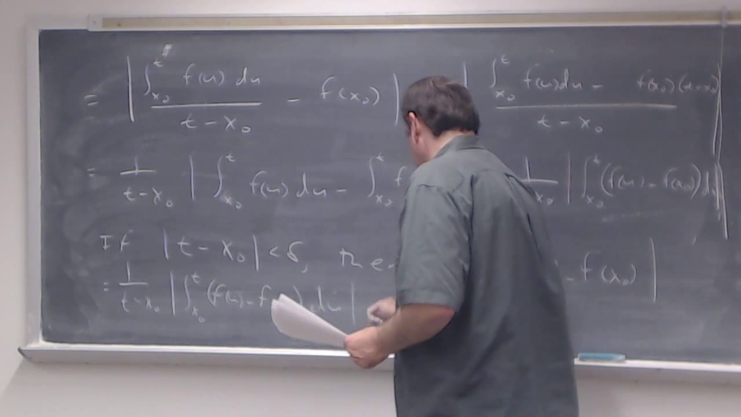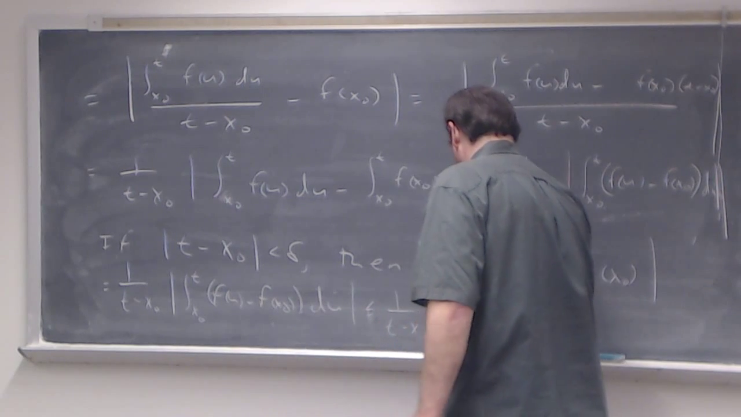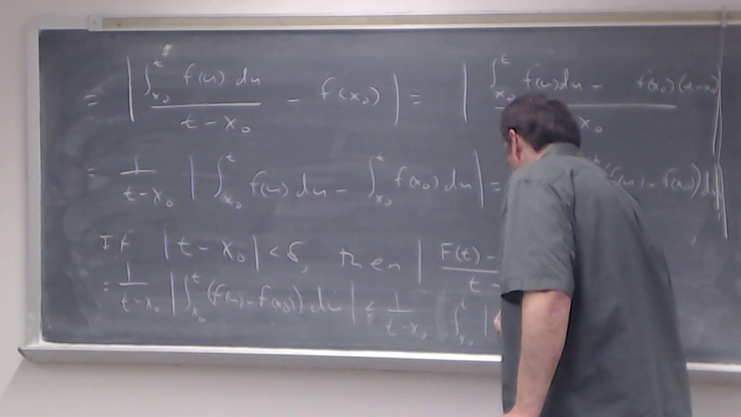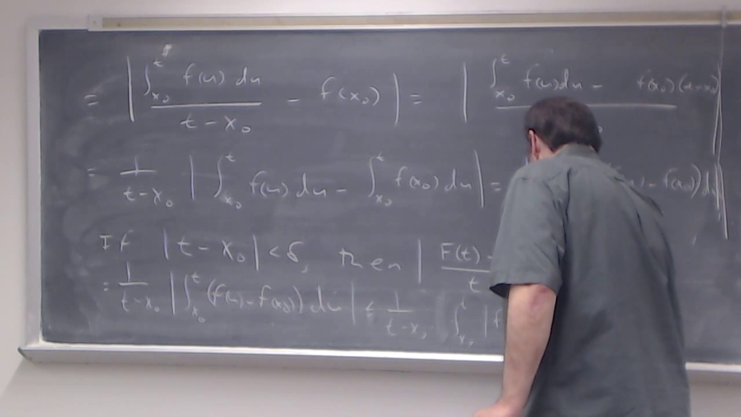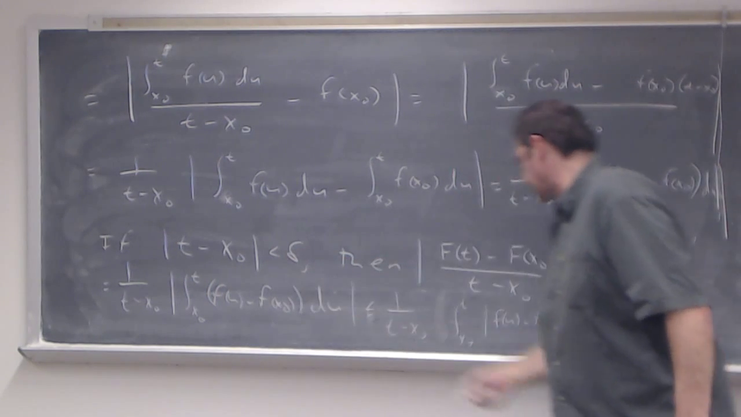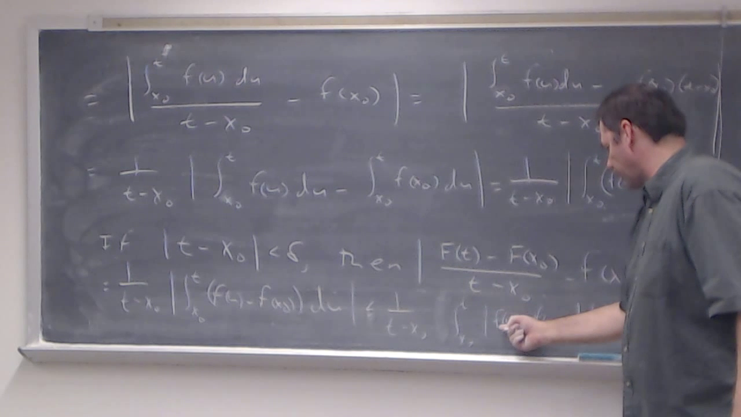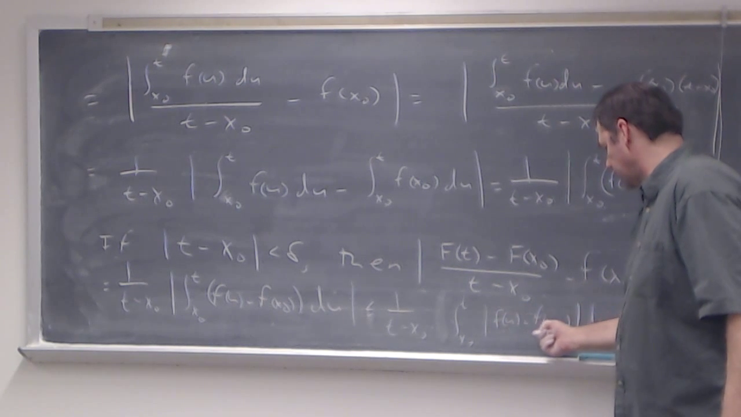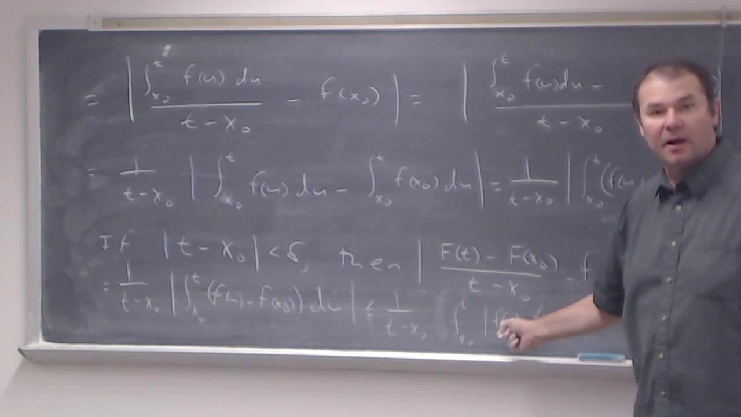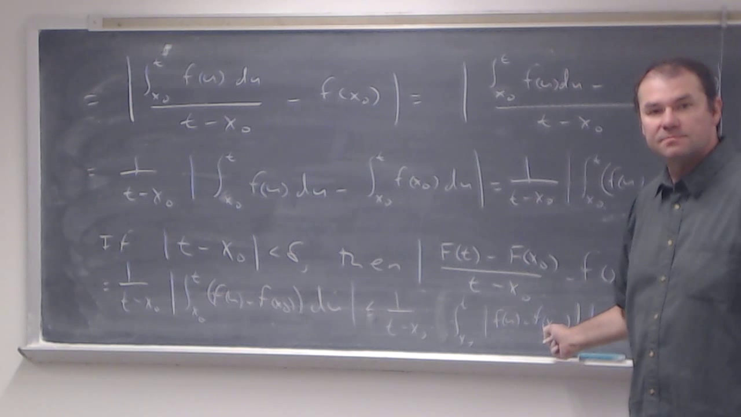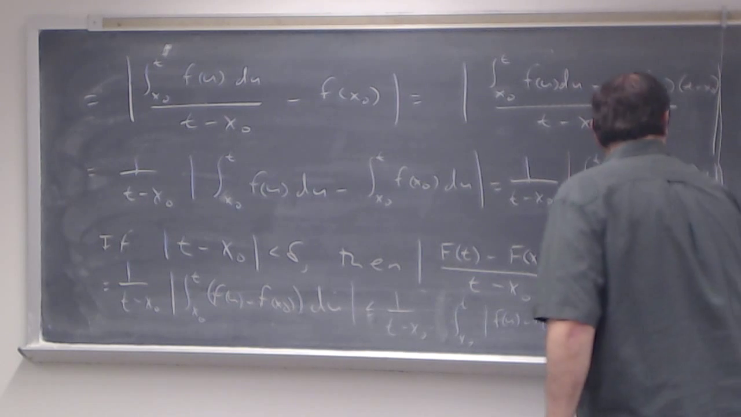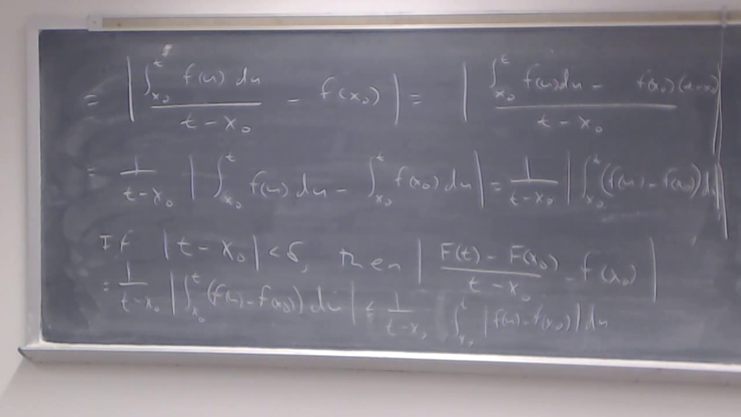Well, here, let me say it's less than or equal to. Let me do an intermediate step. It's less than or equal to, I can bring the absolute values inside the integral. So it's the integral of |f(u) − f(x₀)| du. And then because |t − x₀| is less than delta, that's going to force these u values to be within delta units of x₀. When that happens, this absolute value between little f(u) and f(x₀) is going to be less than epsilon. So I'll make that substitution over here.